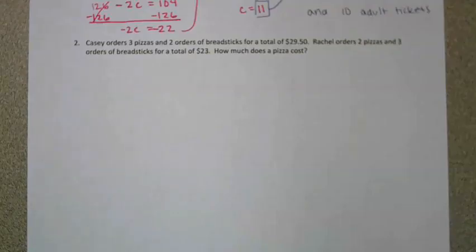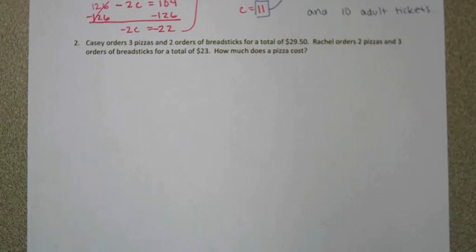Example 2. Casey orders 3 pizzas and 2 orders of breadsticks for a total of $29.50. Rachel orders 2 pizzas and 3 orders of breadsticks for a total of $23. And then it asks, how much does the pizza cost? So again, we're going to have to write 2 equations here.